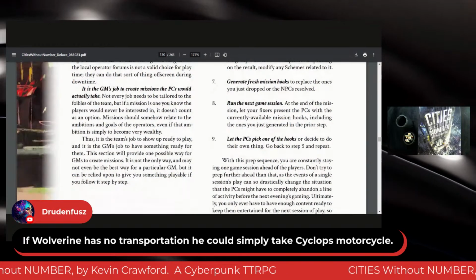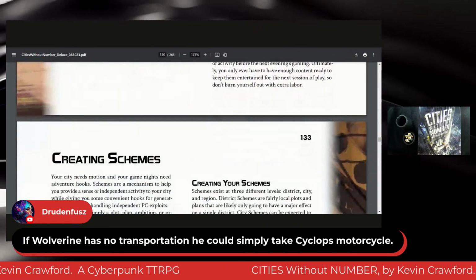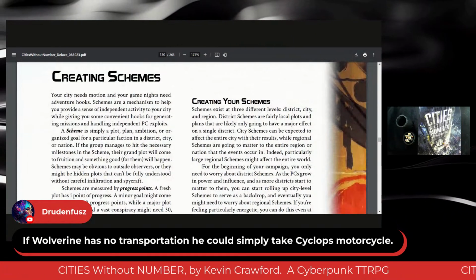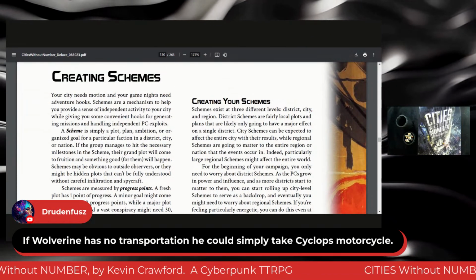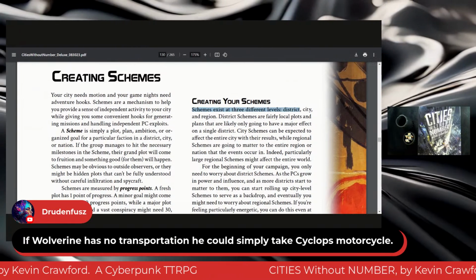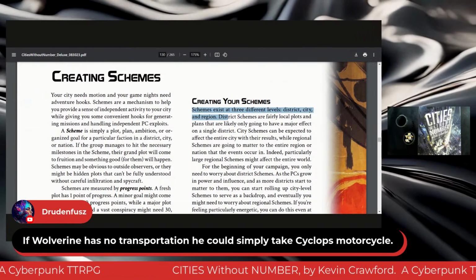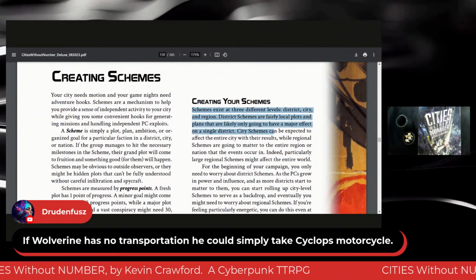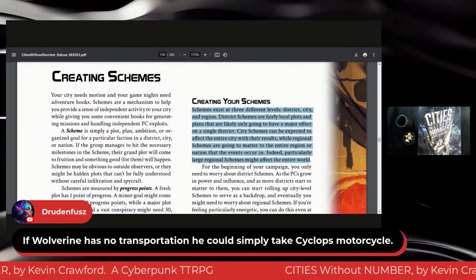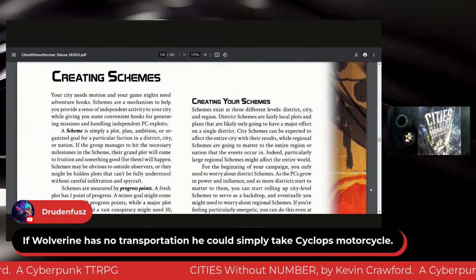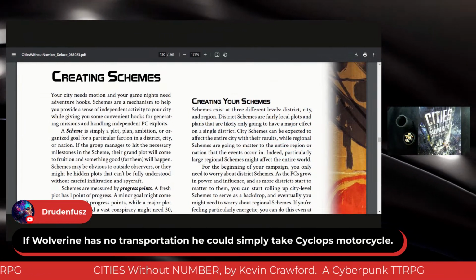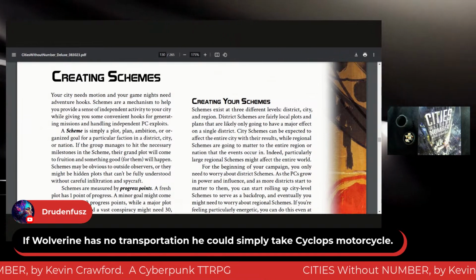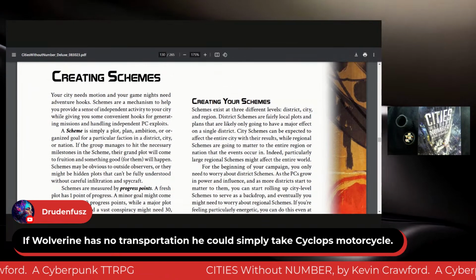So, of course, we have to have random tables, right? Creating schemes. It suggests here schemes exist at 3 different levels: district, city, and region. There are local plots, city schemes, and an entire world. And the idea of schemes here, I've mentioned this before: if the players don't move, the world should move them.